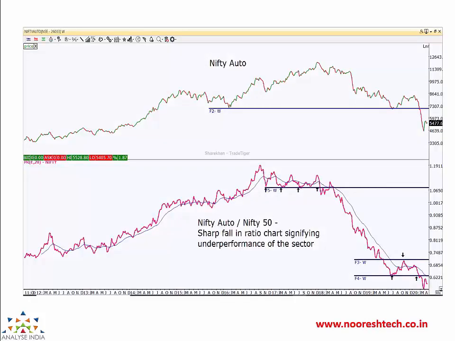Next we see the Nifty Auto chart as compared to the ratio chart, which is Nifty Auto divided by the Nifty 50 chart. Nifty Auto has had a massive rally from 2011 till the end of 2017. As you can see, the ratio chart peaked in December 2016, but the Nifty Auto chart went on to make a new high in December 2017, while the ratio chart did not make a new high. This was an early indication of the massive fall that followed after December 2017.